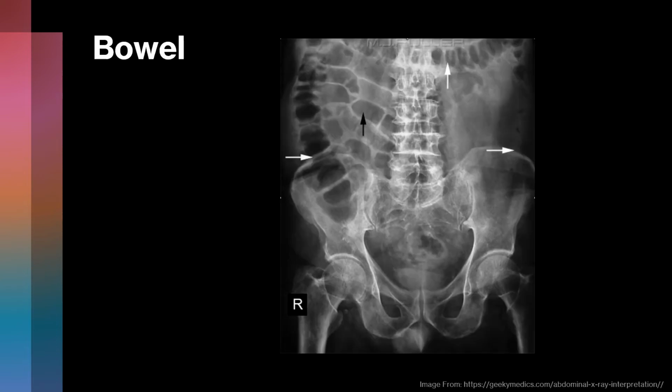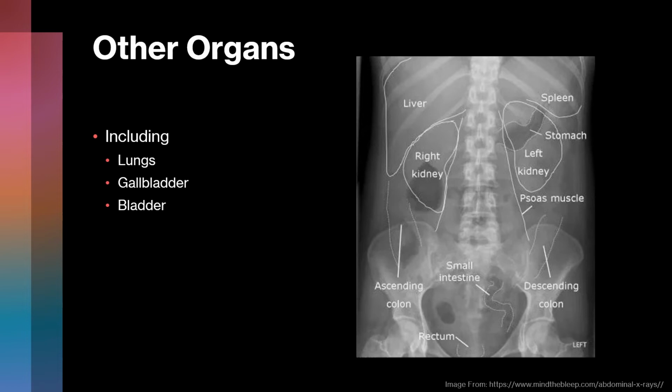Here you can see the bowel. The white arrows are indicating the large bowel, which should frame the small bowel, which is shown by the black arrow. Looking at the other organs, you need to assess whether the lungs are in the picture. If there are any calcifications, you may be able to see the calcifications in the gallbladder or the bladder, for example.